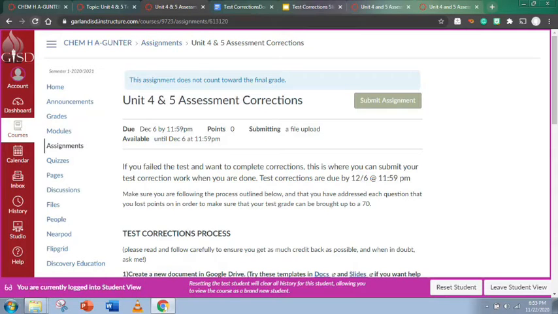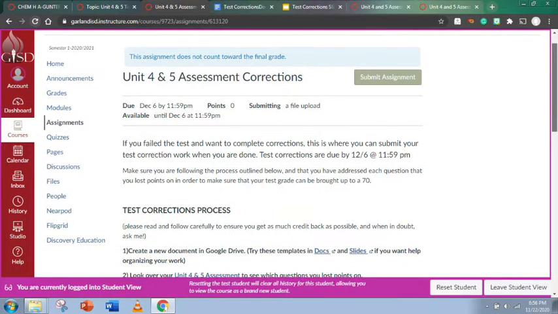All right, so this is where I plan on going over a little bit of the general process of test corrections, getting into some specifics with specific questions later on when I actually scroll through the test and talk about what's kind of right and wrong and how you can tell on your own test what's right and wrong, and give you a few hints maybe on how to correct those wrong answers.